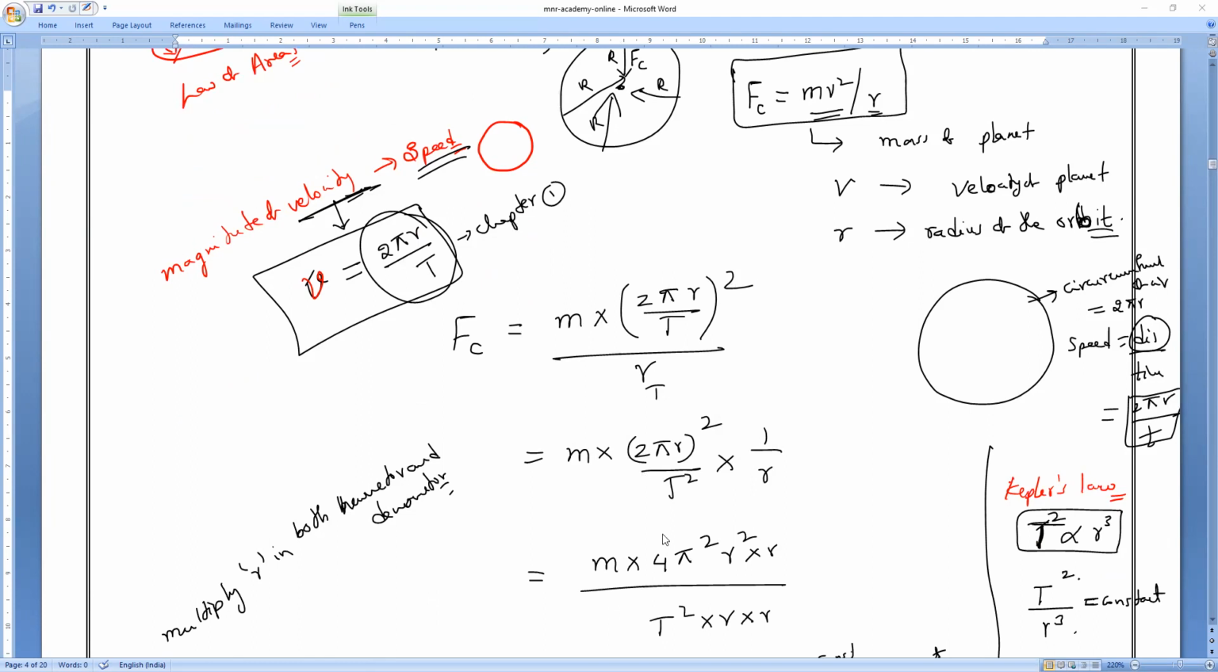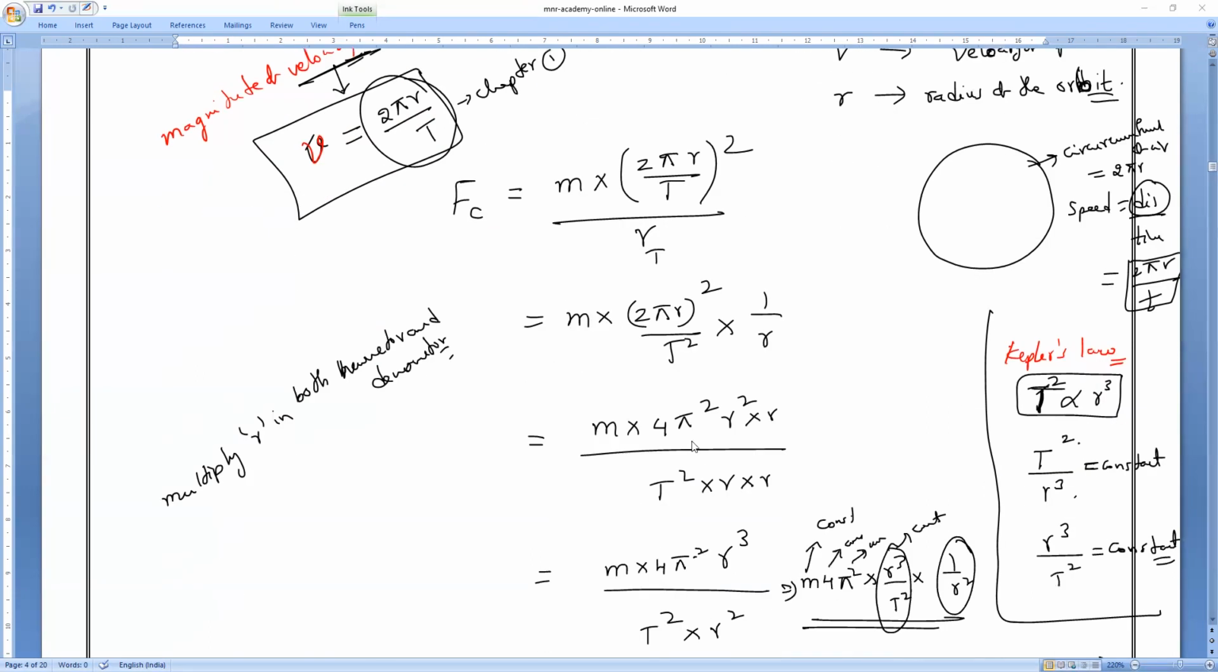So 2 square, 4, pi square, pi, r square, r, divided by t square, t square. Now this r will go up. So what will happen? Here, nothing is there, which means 1 will be there, so it will be reversed to 1 by r. So we'll get m into 4 pi square r square divided by t square into r.